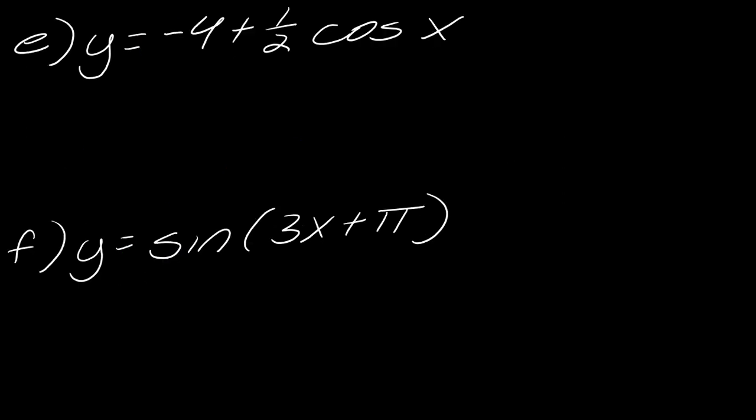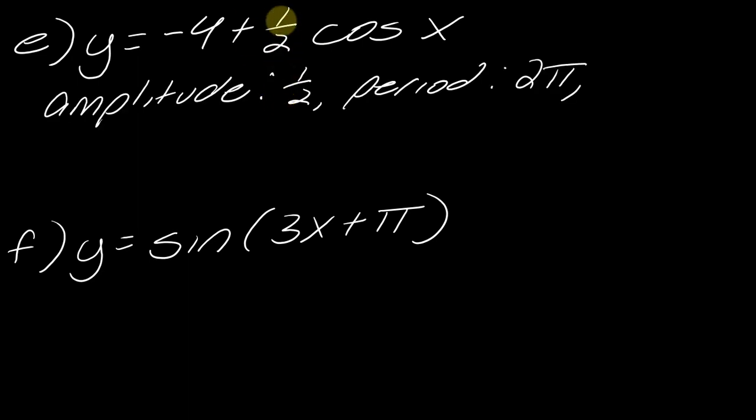Okay, so now I have some examples where I'm bringing more in with amplitude and period. So taking a look at E here, now I've got minus 4 plus 1/2 cosine of x. Okay, so with this one, my amplitude is 1/2. So when you have a number directly in front of the trig function, that's going to be your amplitude. I don't have anything in front of the x, so the period's just going to be 2 pi here. So then I have to figure out what this minus 4 is. This minus 4 means that I moved down 4, okay?